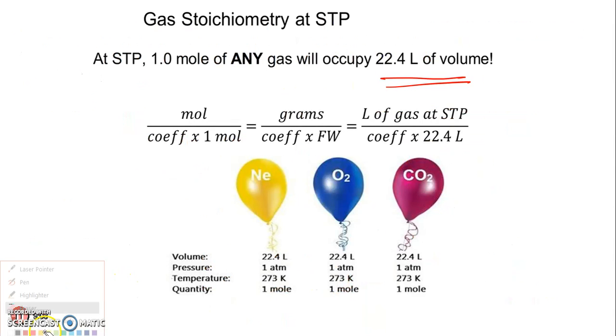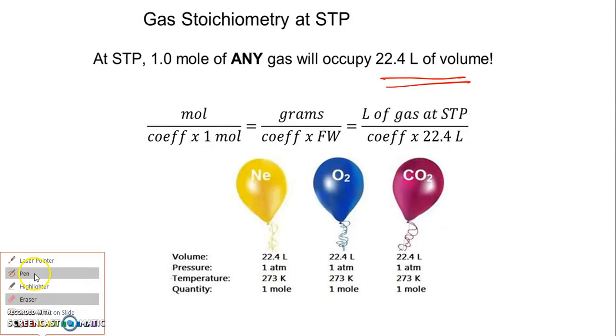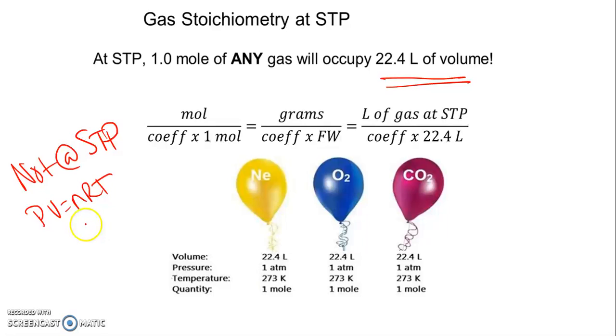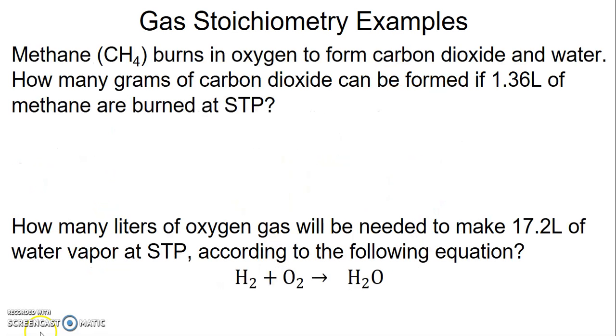All right, the last thing that I'm going to do in this video is go through a couple of gas stoichiometry questions to remind you of the different types that we did in Chem 1. If it's at STP, you can use that 22.4 liters in a mole of gas. If it's not at STP, you're going to have to use PV=nRT stoichiometry, and I will show you an example of both.